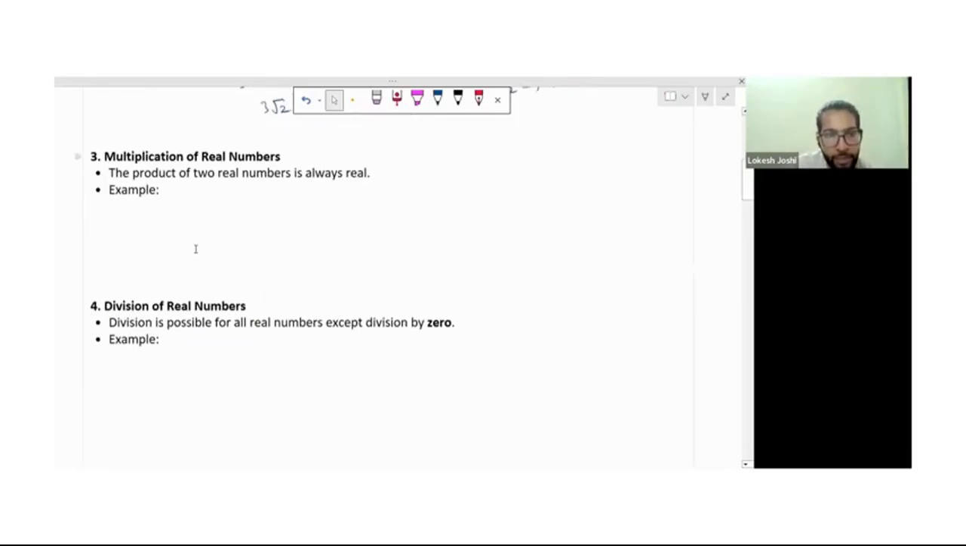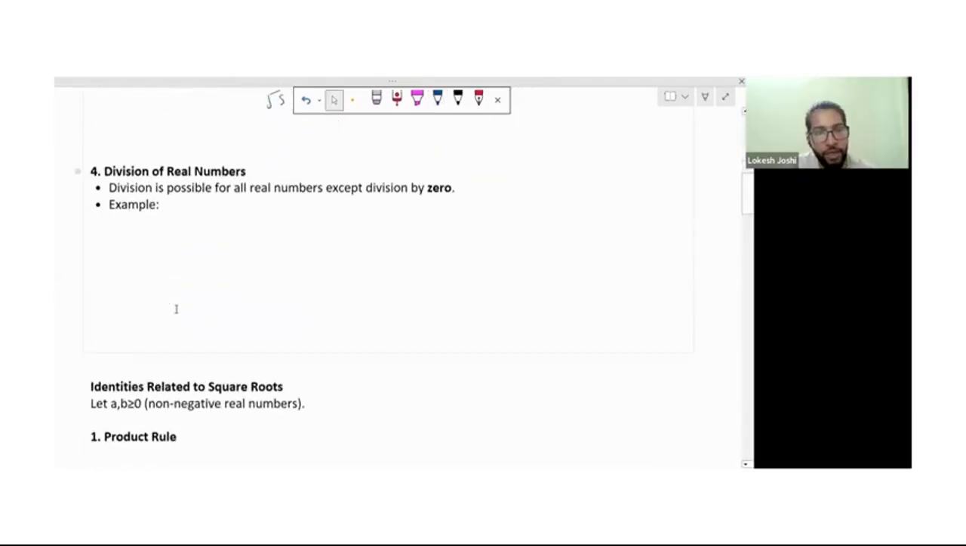Now the next one is multiplication. For that, the property is the same. The product of two real numbers is always real. For example, I have 3 and under root 2. If we multiply, I will get 3 under root 2. It's irrational, but it's real because the real numbers contain all the irrationals and rationals. Suppose I have under root 5 multiplied by under root 5. It will be equal to 5. So it's rational and it's real.